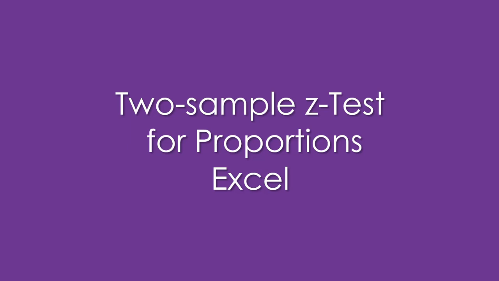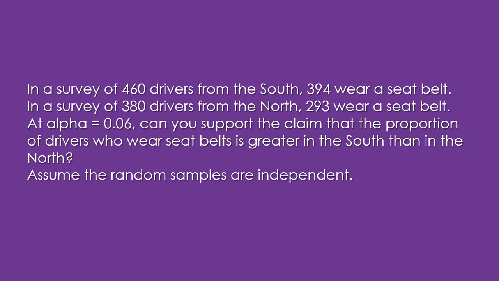Two-sample z-test for proportions using Excel. This is a typical problem. In a survey of 460 drivers from the South, 394 wear a seatbelt. In a survey of 380 drivers from the North, 293 wear a seatbelt.